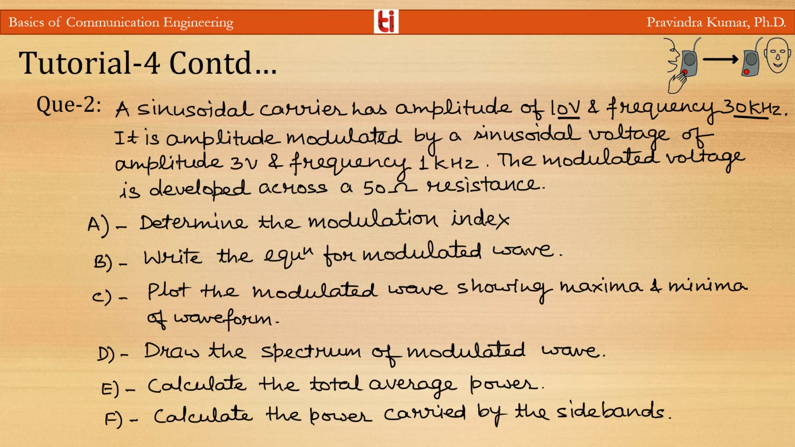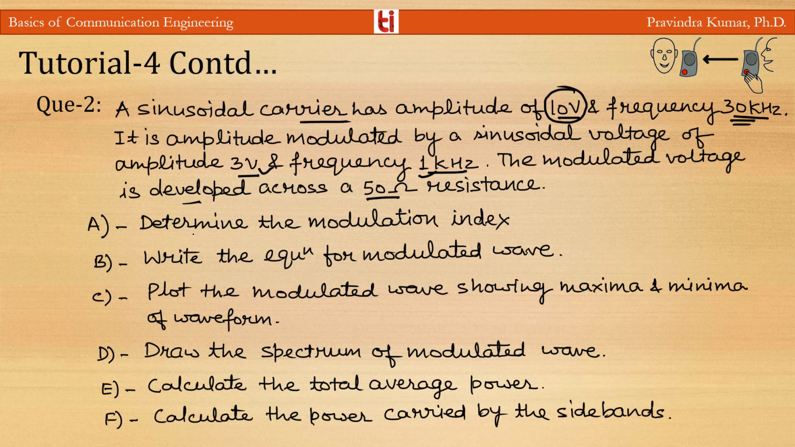Now the next question: a sinusoidal carrier has an amplitude of 10 volt and frequency 30 kilohertz. It is amplitude modulated by a sinusoidal voltage of amplitude 3 volt and frequency 1 kilohertz. So the modulating amplitude is 3 volt and frequency 1 kilohertz, and the carrier has amplitude 10 volt and frequency 30 kilohertz. The modulated voltage is developed across a 50 ohm resistance.